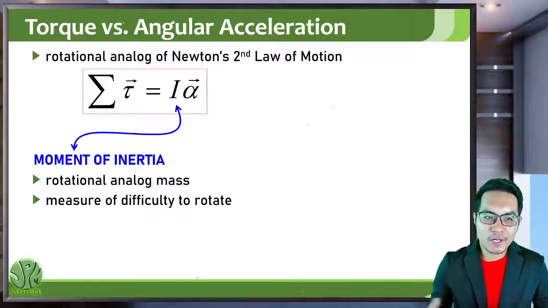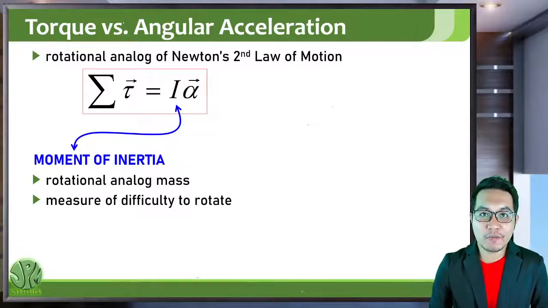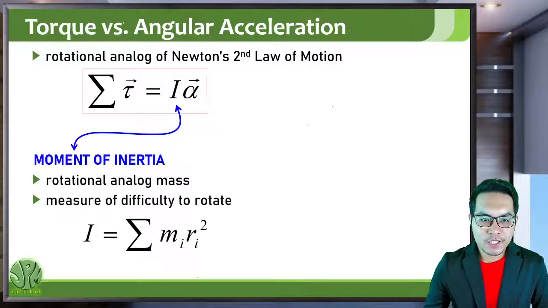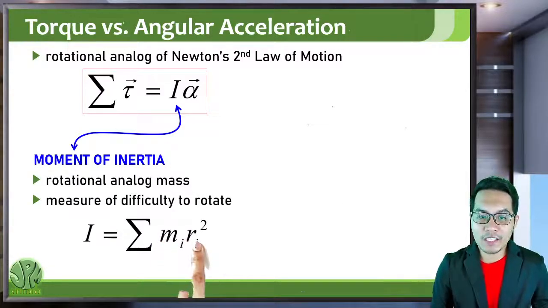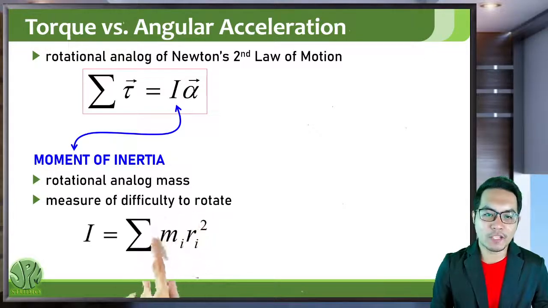So moment of inertia is the measure of difficulty to rotate. If you have a large moment of inertia, then that object is hard to rotate. If you have a small moment of inertia, then that object is easy to rotate. It's actually just the summation of m r squared: the mass in kilograms, and the radius or the radial distance r from the axis of rotation. So you add all the m r squared to get the moment of inertia.